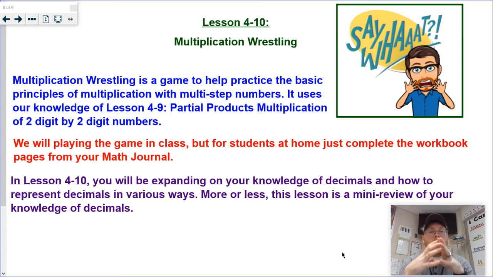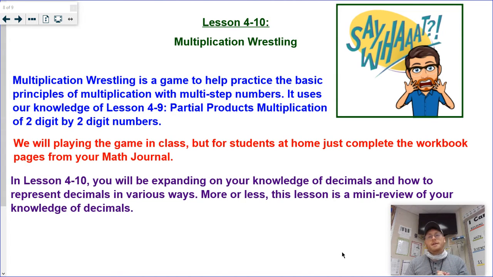Pretty much, it uses the knowledge of our lesson 4-9, partial products multiplication by two digit. It uses that, but we have cards, like playing cards. So you draw two numbers, and then one is actually going to be multiplied by 10, and the other one is left alone. So you have a two-digit number, and the other person has a two-digit number, and then you try to figure out how to actually play. So in class, we will actually play this game. For the students that are at home doing this activity, you will not be doing this. You'll just be doing the lesson work, okay?